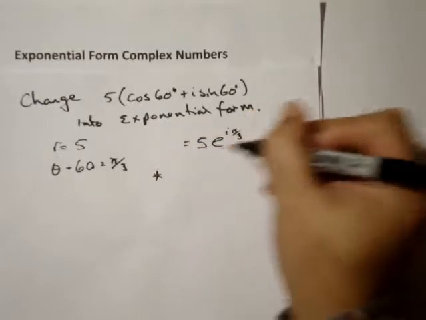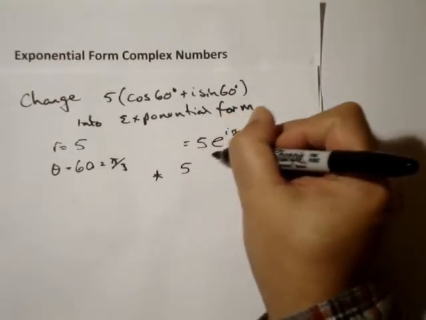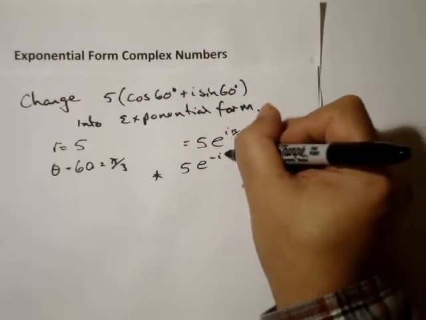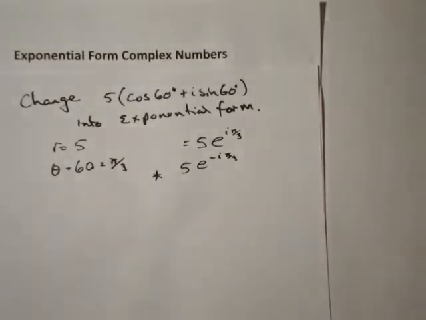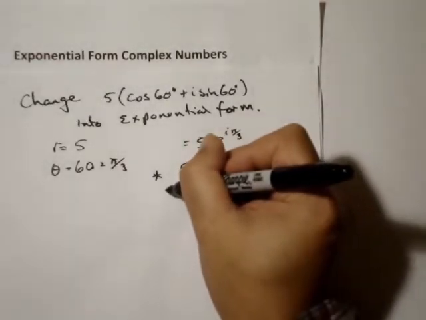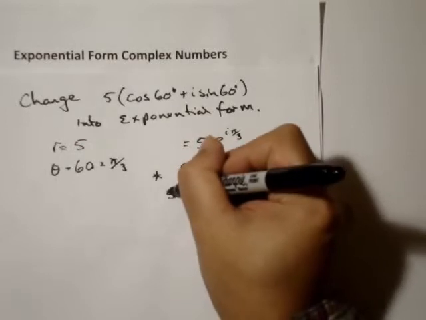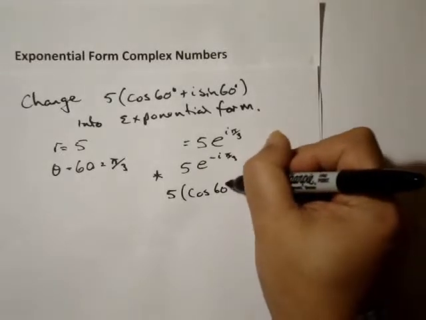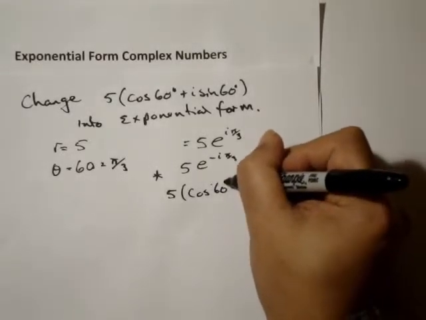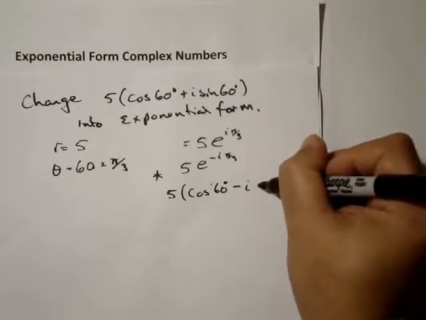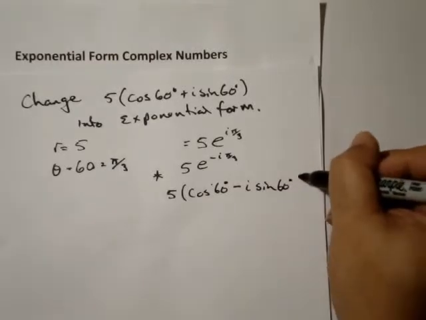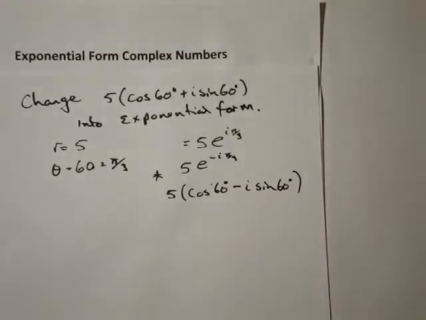Let's have a note here. So if we had 5 e to the minus i pi over 3, that would simply be, in polar form, 5 cos 60 or cos pi over 3 minus i sine pi over 3 or 60 degrees. It's better to stick to pi over 3 because we want to work in radians.